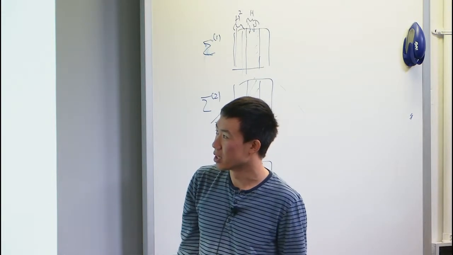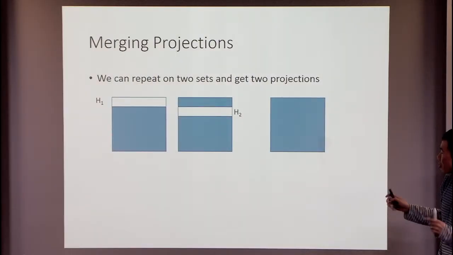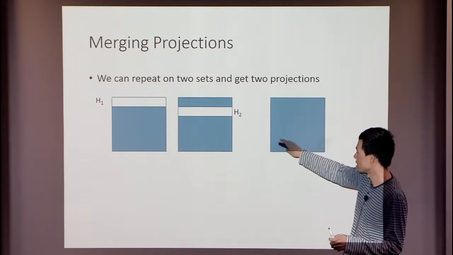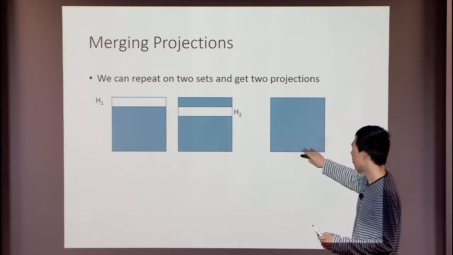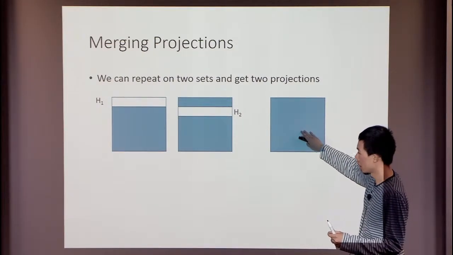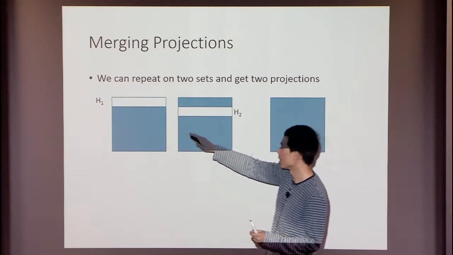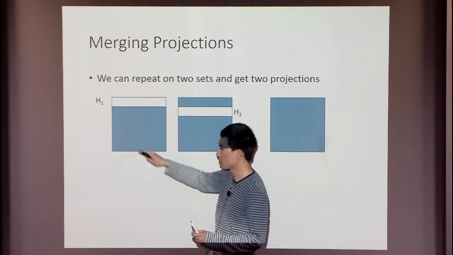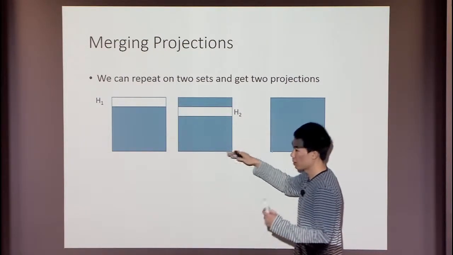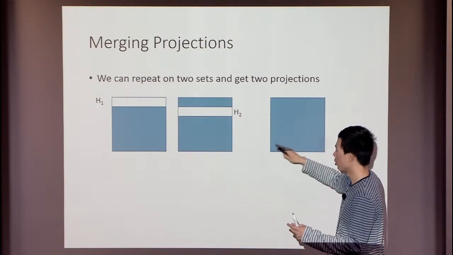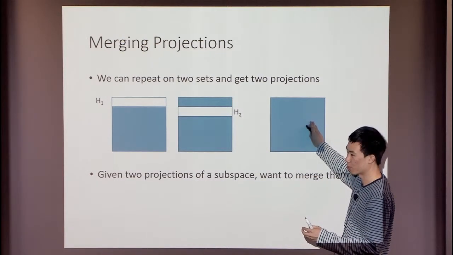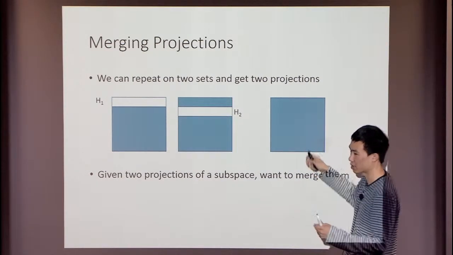So we repeat on two sets, and basically what we get, it's not exactly that, but you can think of it this way. We want the span of this whole covariance matrix. In the first projection, maybe we don't see all these entries. In the second projection, we don't see these entries. But we still want to merge these two projections to form the entire matrix.